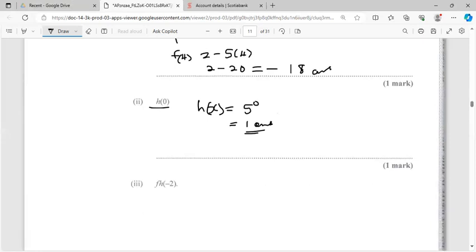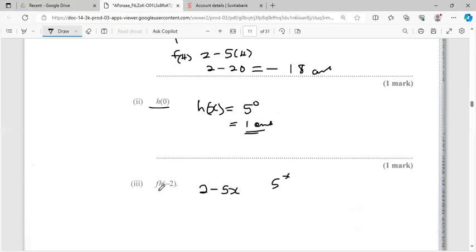Alright, now they say f(h(-2)). Now this one can be a little bit tricky. So h is, let me just rewrite h. I don't know, so I'm going to have to go back. h of x is 5 to the x, and f of x is 2 minus 5x.